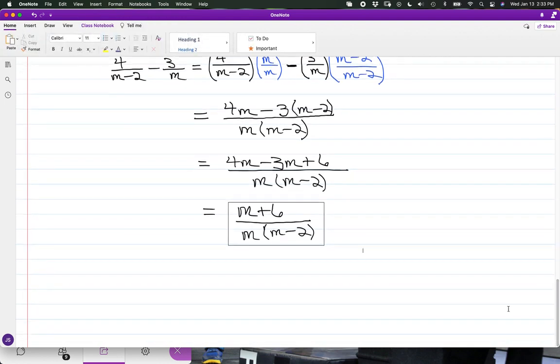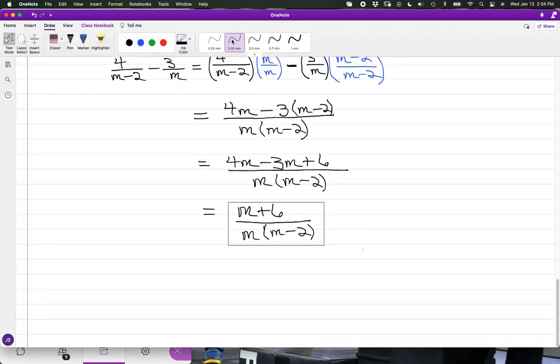Now, in the case of number 52, we have a trio of terms in the variable t: 5 over t squared, plus 4 over t plus 2, and minus 3 over t.